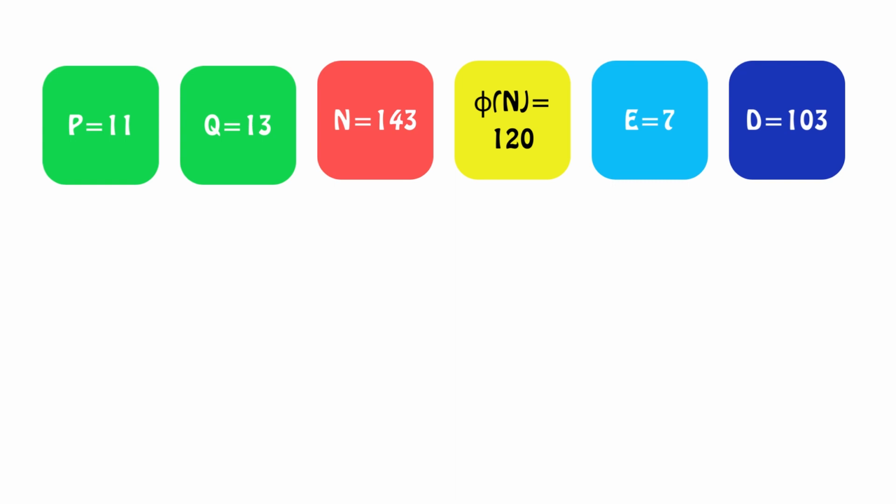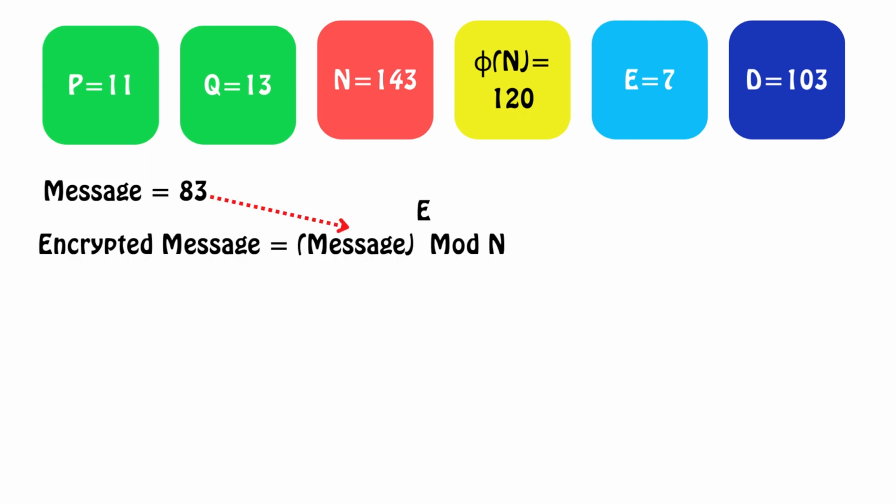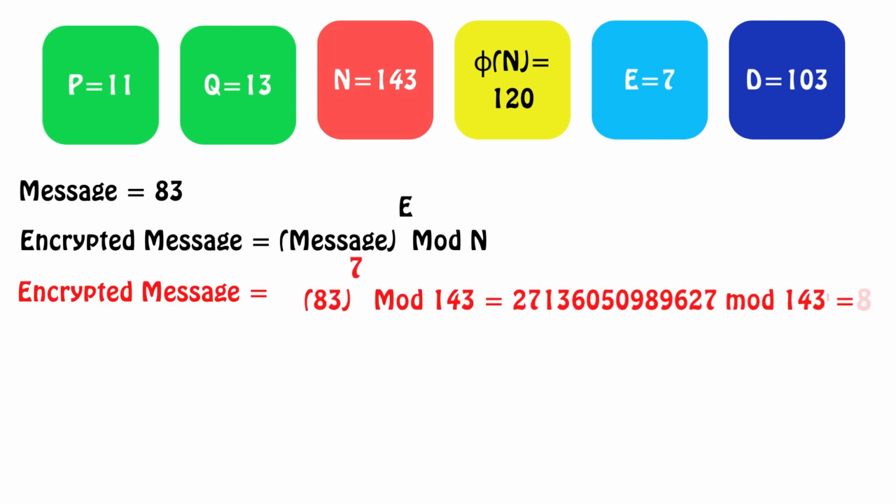Let's encrypt a message. Usually, the message is in text format, which we need to convert to a number. For simplicity, let's assume number 83 is our message. As per the RSA formula, we will take the message, which is number 83, and raise it to the power of e, which is 7, and perform modulo n. The value of n is 143. We will get the result number 8, which is our encrypted message.